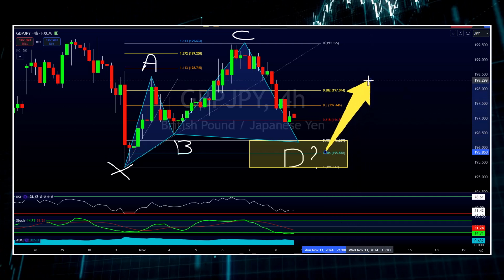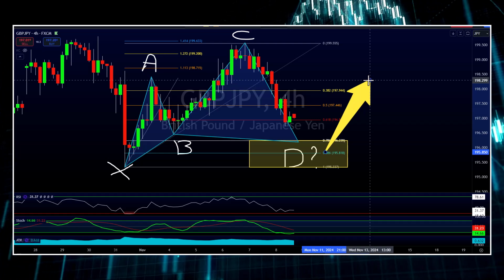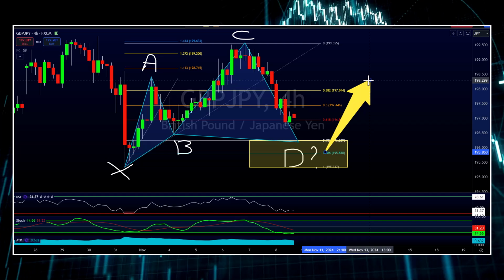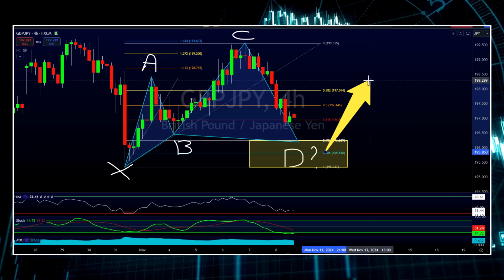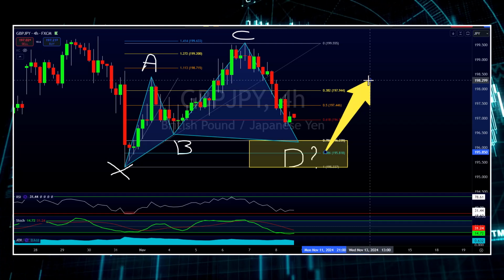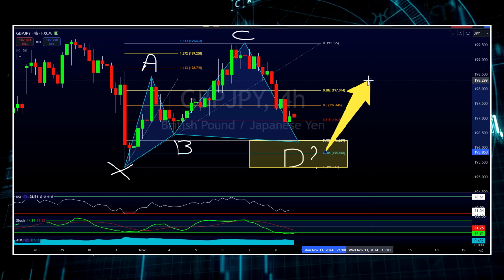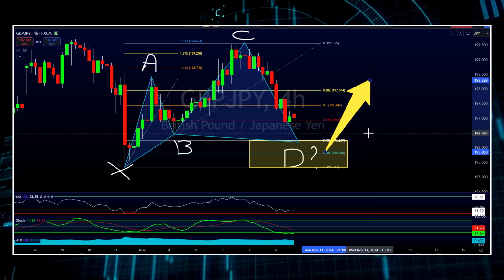Now, typically with advanced pattern formations, like many counter trend trading setups, when we're looking for these moves, we're not looking for full continuation moves. We're not looking for full reversals. We're just looking to be mercenaries as traders. We're looking for a short period of relief, get in and get out, and that's why we have our targets at those Fibonacci retracements from the C to the D leg.